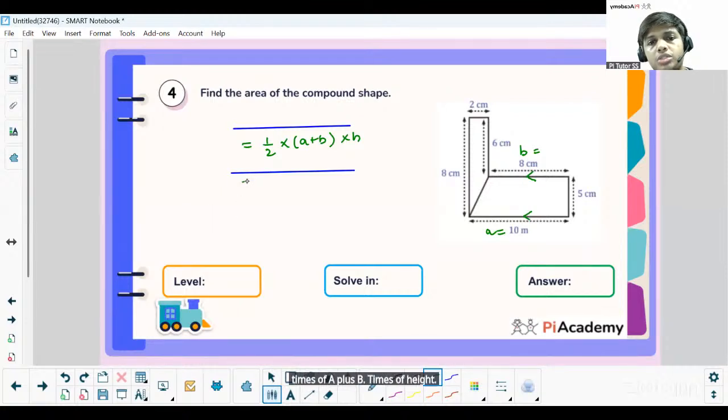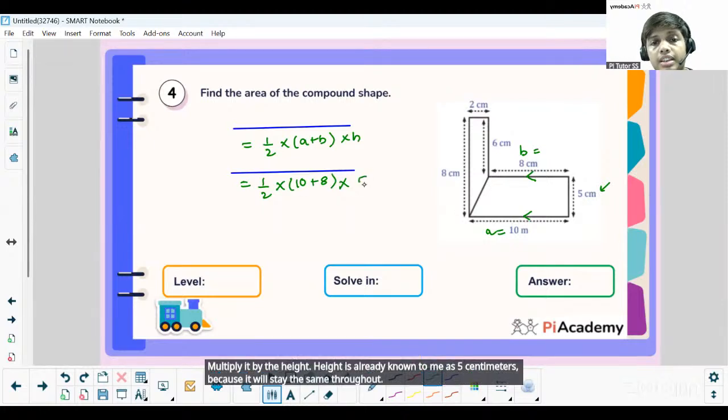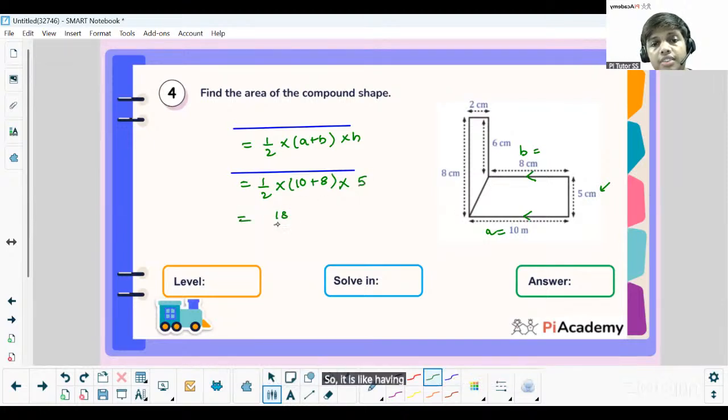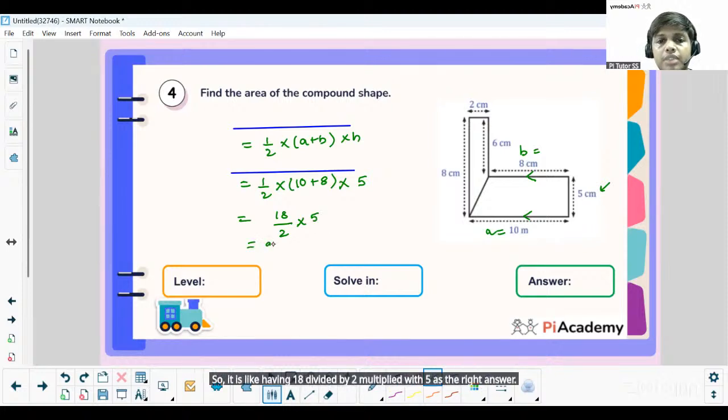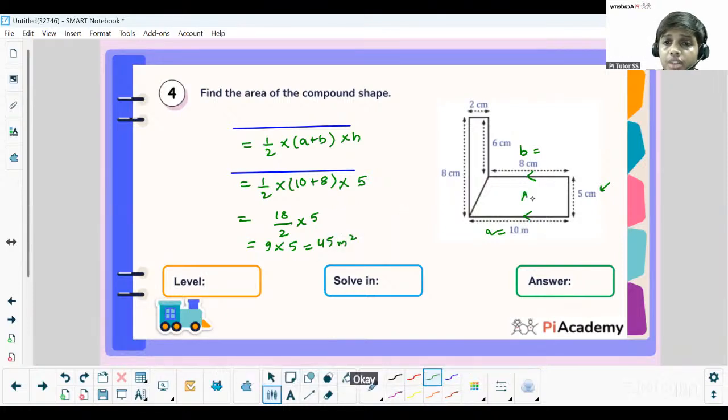So it is half multiplied with 10 and 8 together, multiplied by the height. Height is already known to me as 5 centimeters because it will stay the same throughout. So it is 18 divided by 2 multiplied with 5. This becomes 9 times 5, which is equal to 45 meters square. So this is the area of the first shape.